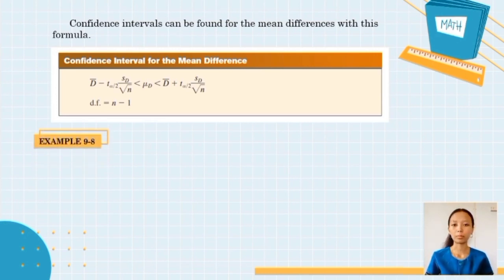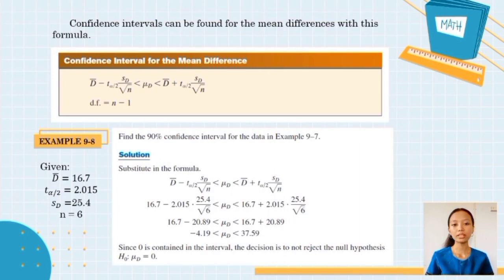Let's have an example. Find the 90% confidence interval for the data in example 9.7. Remember that our mean difference from the previous example is equal to 16.7. Our critical value is equal to 2.015. Our standard deviation is equal to 25.4 and our n is equal to 6. Now substitute these values into the formula.